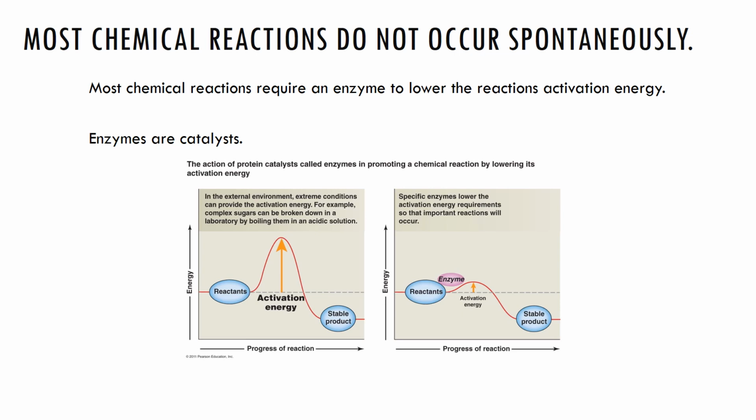So enzymes lower the activation energy, and they can promote a chemical reaction by doing that. The reaction may still occur without the enzyme, but it would take a long time for that to happen. So with the help of an enzyme, the activation energy is lowered, and the reaction can proceed much faster, or quickly.